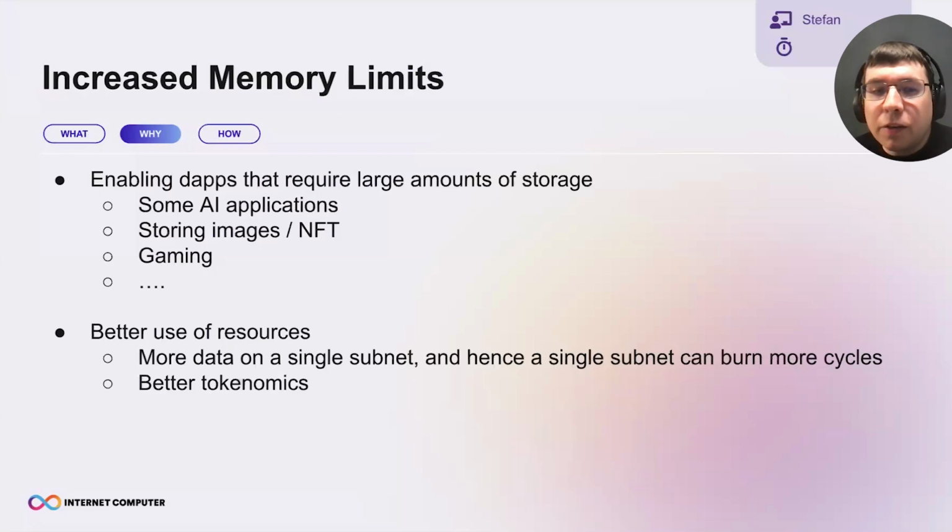But another point here is that we also want to make better use of the resources that we have, because all of these improvements mean more data stored on the same hardware, which also means that if there is more data on a replica, then the IC can charge more cycles for all the storage it provides, and ultimately that leads to better tokenomics.